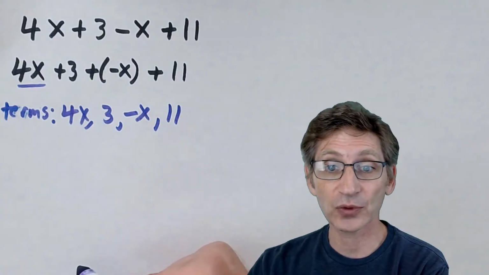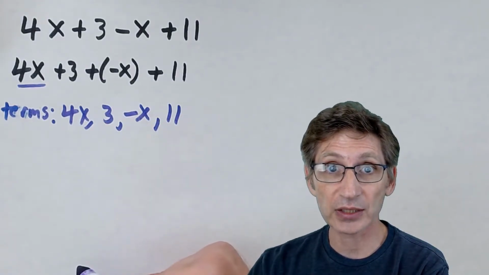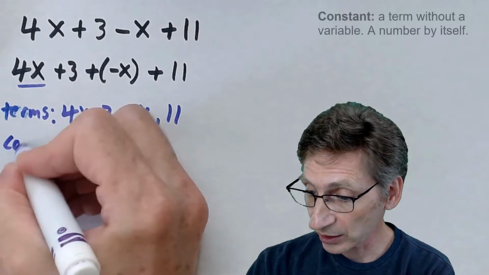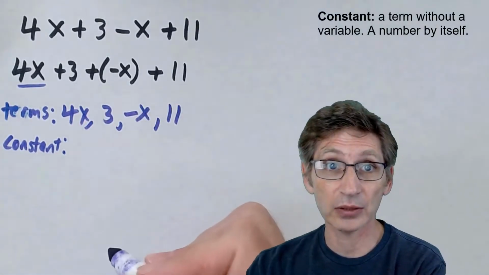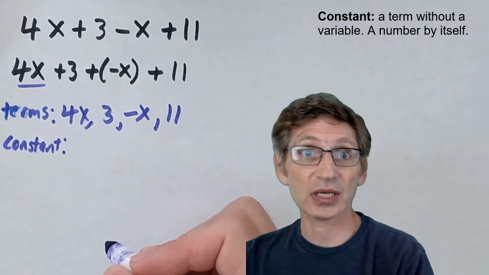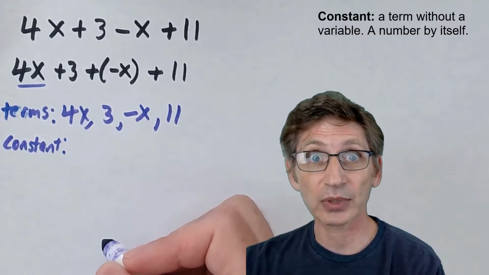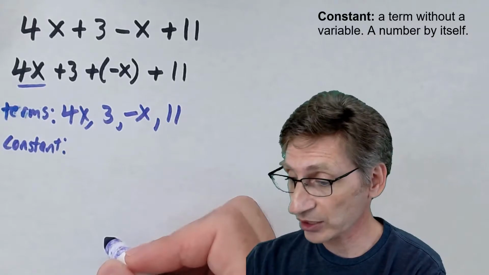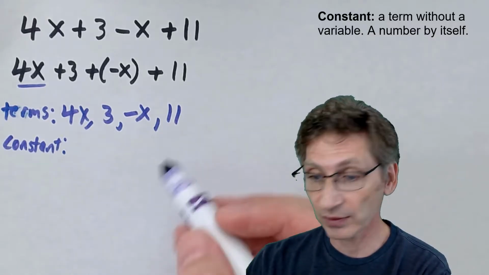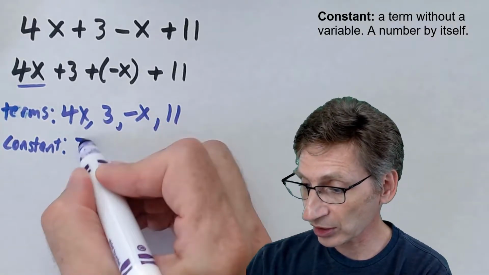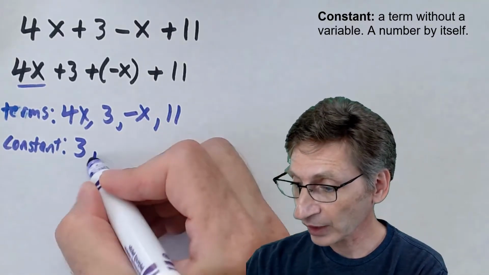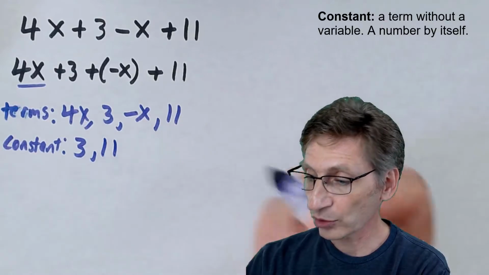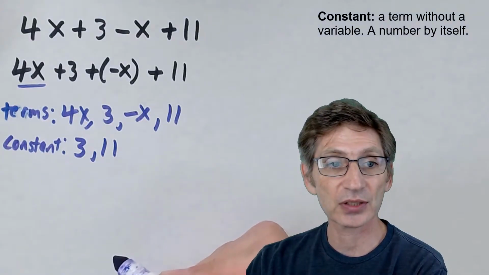I find it useful to identify the constants next. The constants are terms that constantly have the same value. So what constantly has the same value? Any particular number. What are the numbers in this expression? The numbers by themselves. 3 is a term that is a constant. Its value is constantly 3. We also have 11. Those are the two constants, 3 and 11.